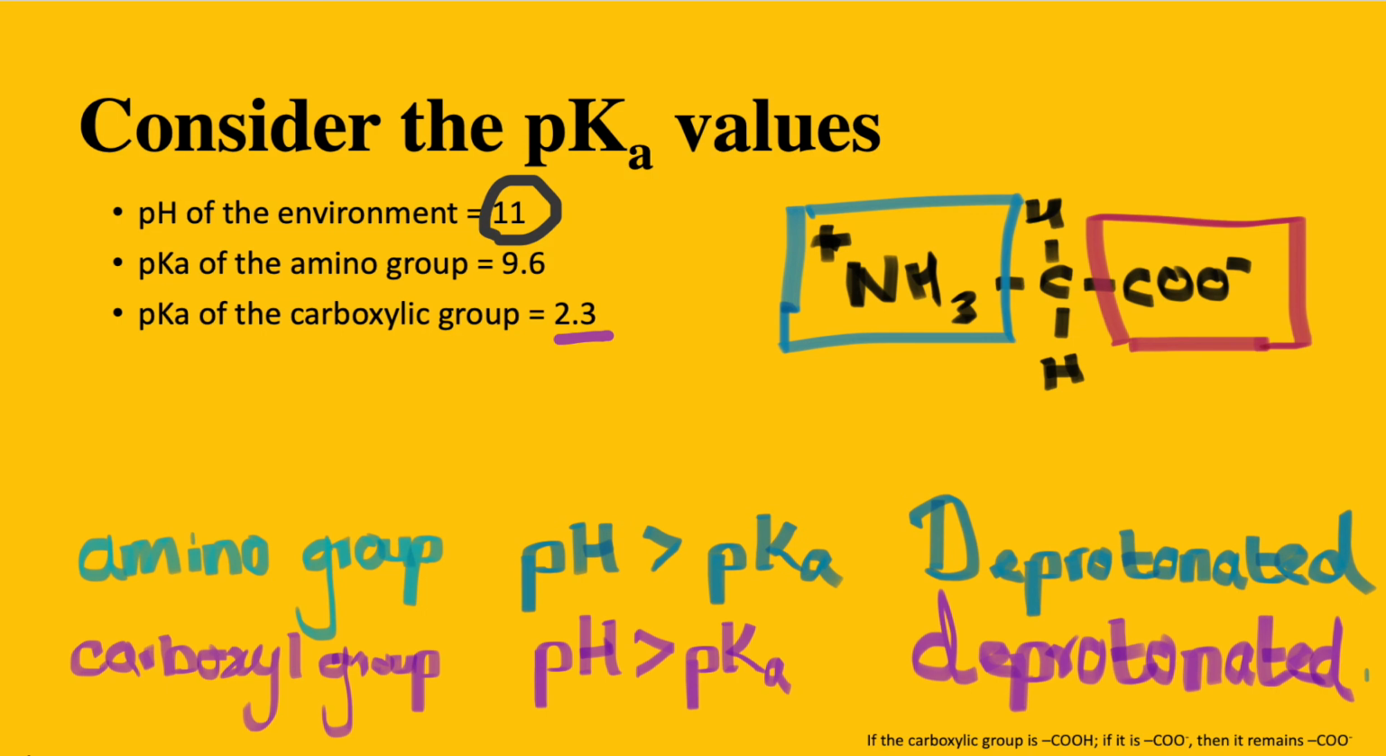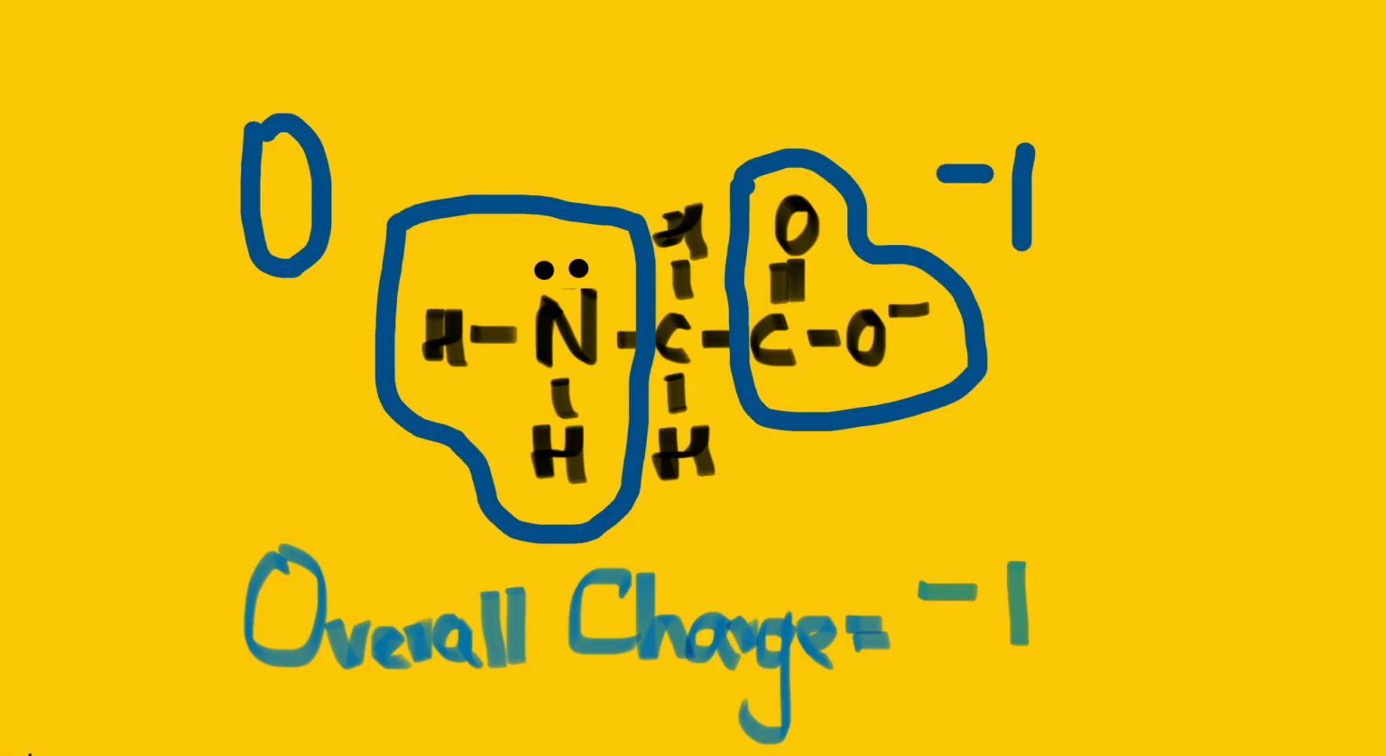This means that it's just going to be neutral, unlike the case in the acidic situation or in the neutral pH environment. When it comes to carboxyl groups, the pH of the environment is now much higher than the pKa of the carboxyl group. That is, the pH of the environment is 11 and the pKa of the carboxyl group is 2.3. Therefore, the carboxyl group will be deprotonated in the basic pH condition, leaving the net charge of the carboxyl group -1. So now we have a situation where the overall charge of the amino group is 0 and the overall charge of the carboxyl group is -1. So the overall charge of the glycine molecule when it's introduced to an environment with a pH of 11 is going to be -1.